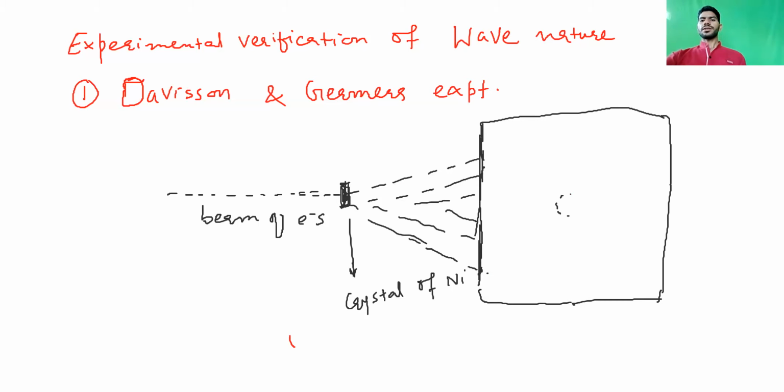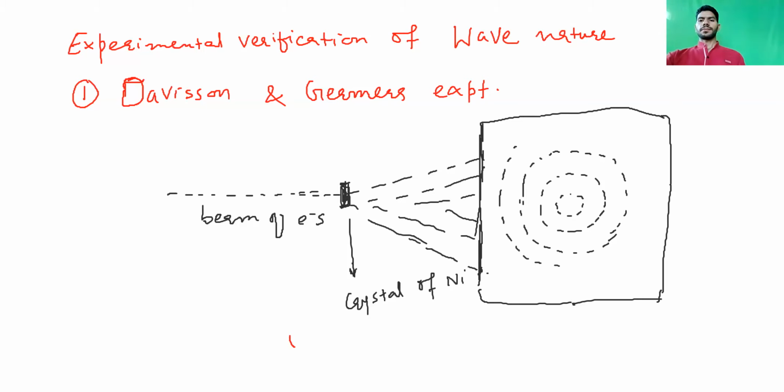And it was observed that we get a diffraction pattern, that is dark concentric circular rings. So these rings were obtained on photographic film. So what do these rings indicate? These dark concentric rings, what do they indicate? Can you tell me? These dark concentric circular rings indicate that these electrons actually have wave nature.